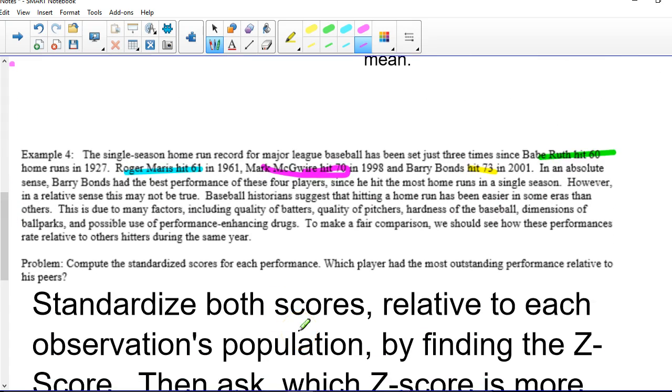So what you would need to do here is compute the standardized score for each performance. Which player had the most outstanding performance relative to his peers? We don't have enough information here, to be honest. What we need is the average home runs in 1927. We need the standard deviation in 1927. Why? So we can find a z-score for 1927 for Babe Ruth.